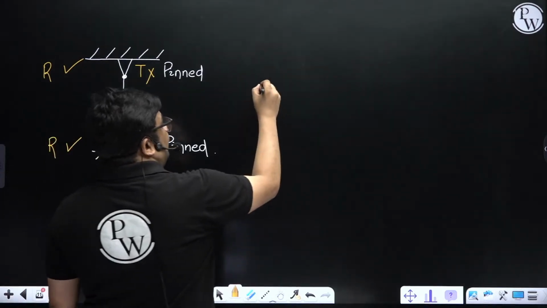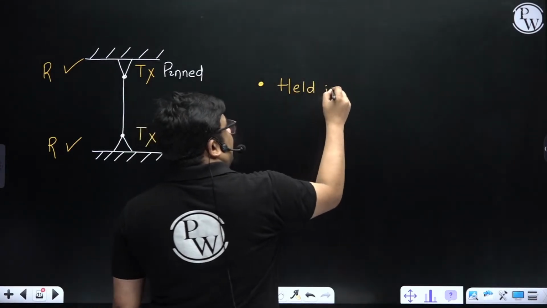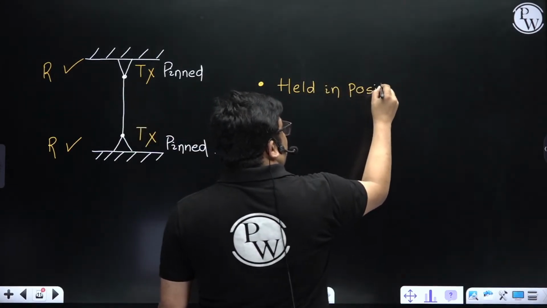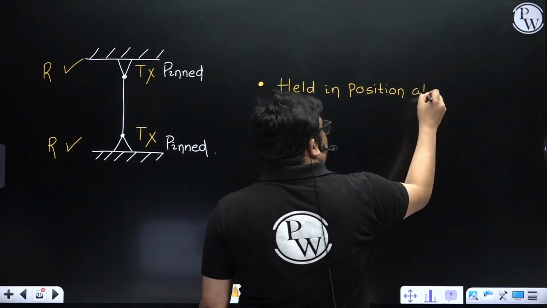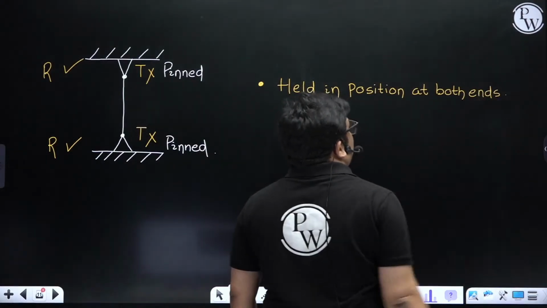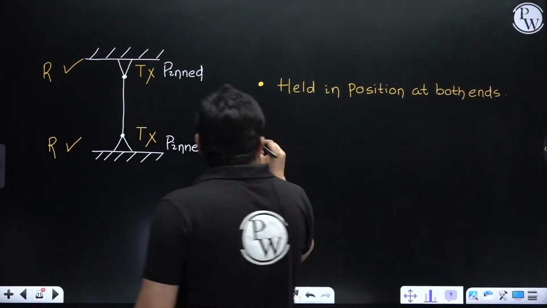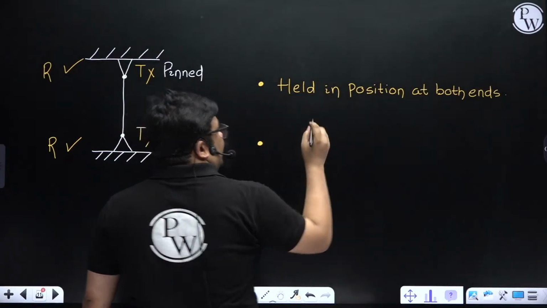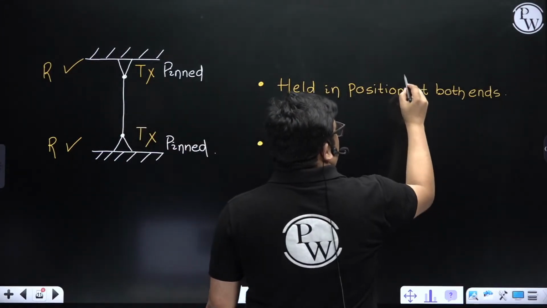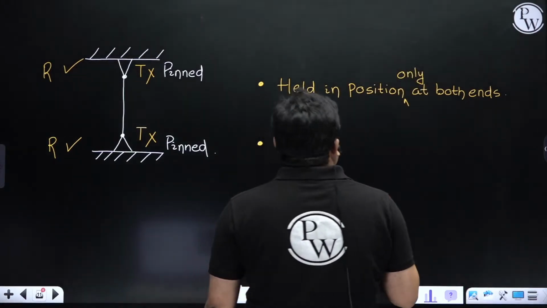What language can we use? Held in position at both ends. That's it, right? If it is held in position at both ends and nothing is mentioned about direction, that means it's not held in direction. Indirectly we can say that. Or we can say held in position only at both ends, meaning it is held only in position.